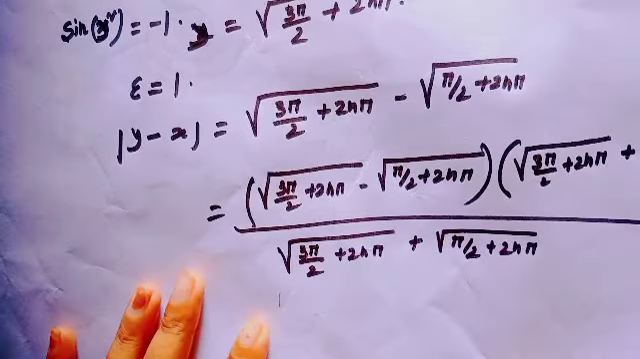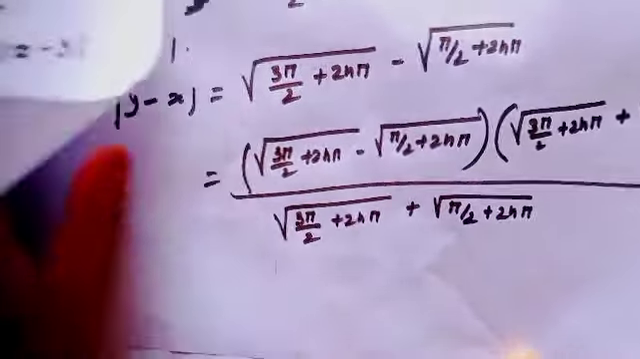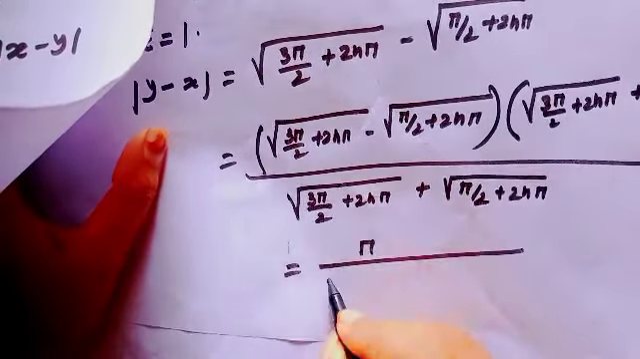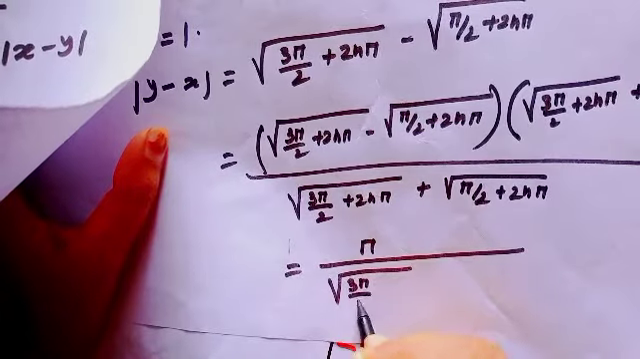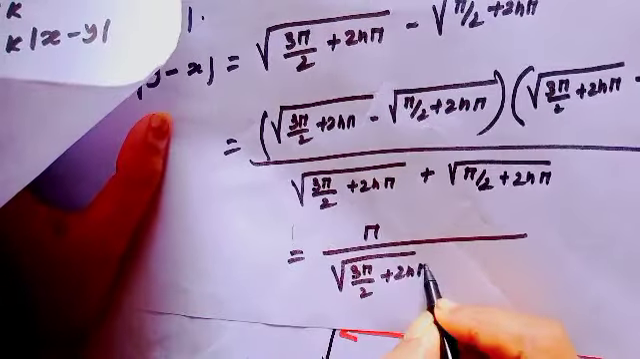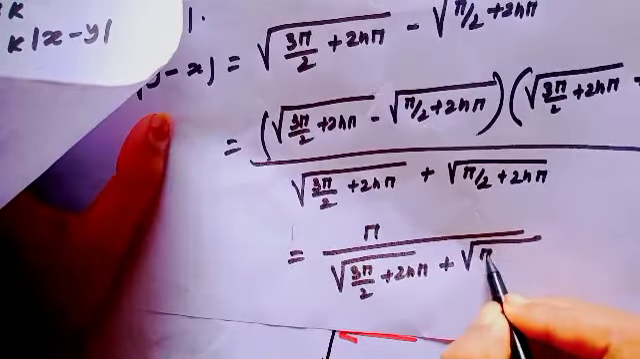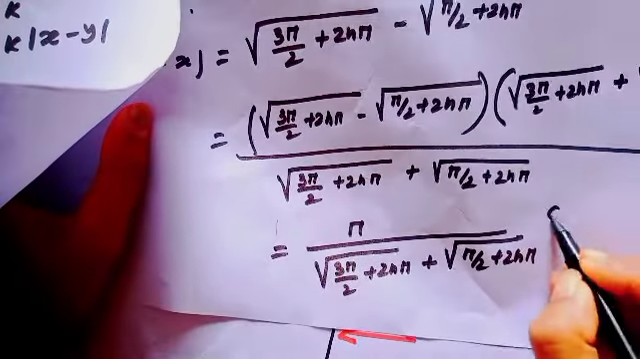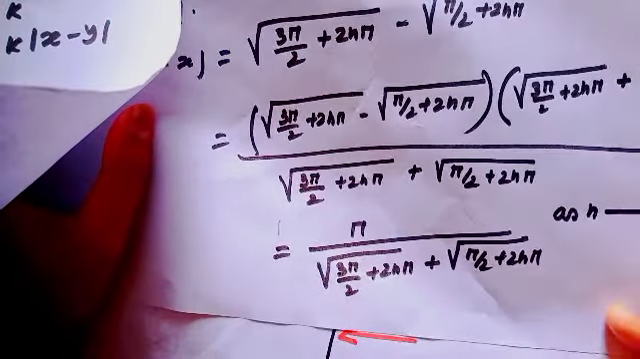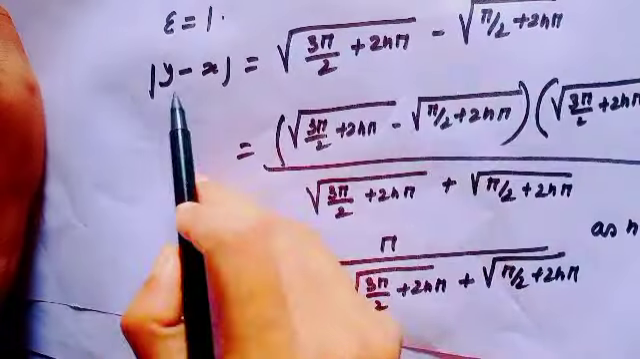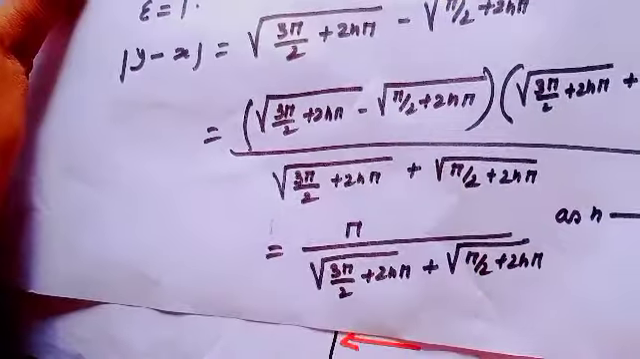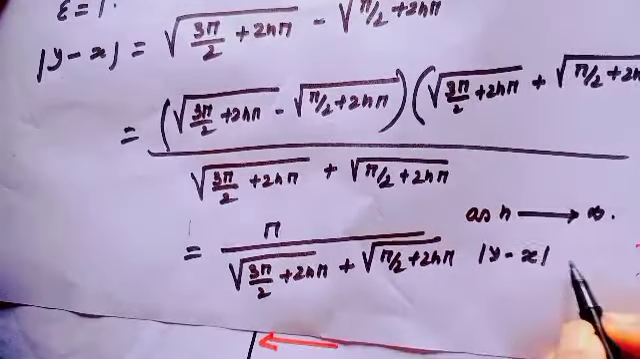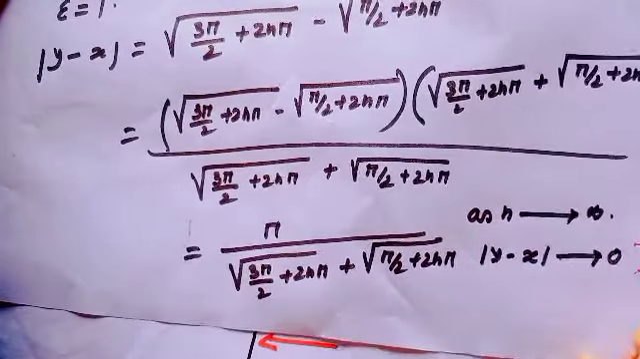And after calculating, this value would be pi over square root of 3 pi over 2 plus 2n pi plus square root of pi over 2 plus 2n pi. And we all of us know, as n tends to infinity, this difference, absolute value of y minus x, must tend to 0.